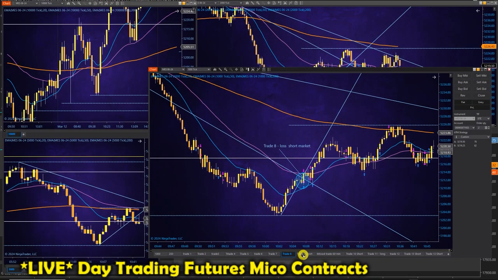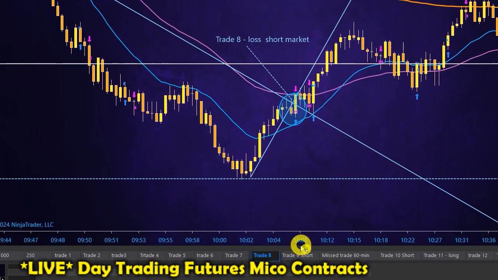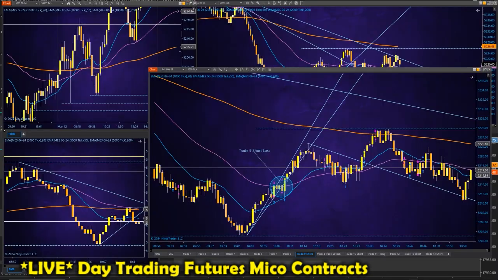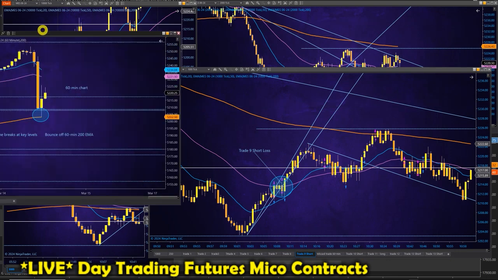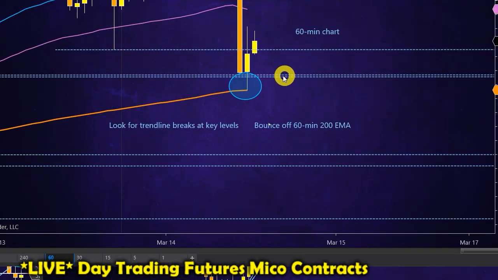Trade 8 and trade 9 are back to back right here. They're in the same area. Trade 8 and trade 9 are right next door to each other. And they both failed. Even if I'm not going to take a trade on it, I shouldn't be trying to short right here. Remember the 60-minute chart? I should glance over and take a look at what's going on.